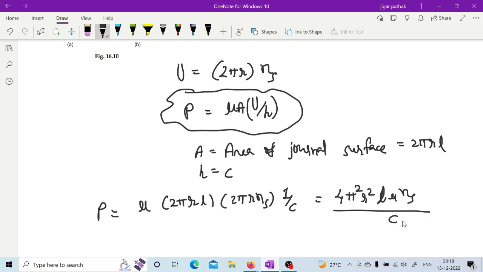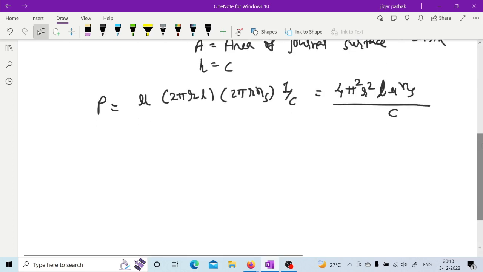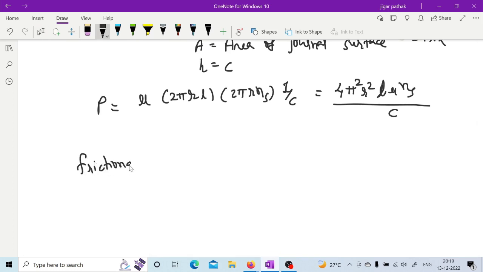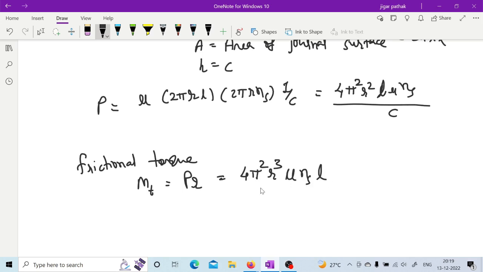So now once you have this p, then frictional torque you can consider as p into r. Once you have this load, then frictional torque T can be p into r. So p into r means that r cube will be there: 4 pi square r cube mu ns l divided by c.